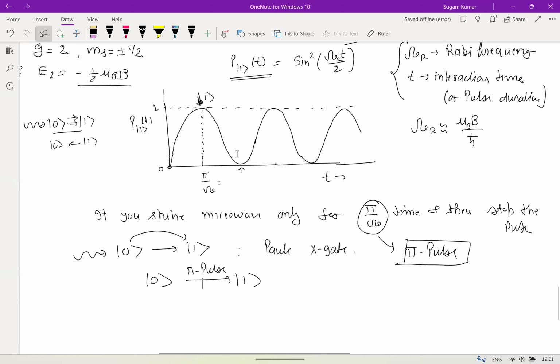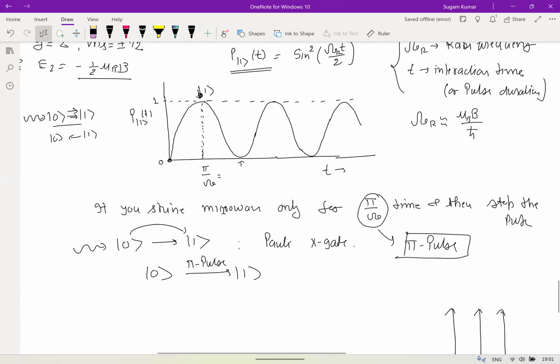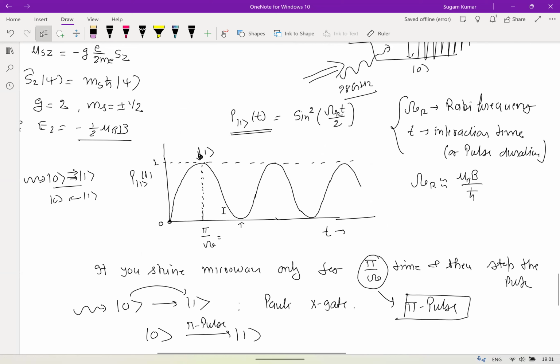Now, in general, for example, let us say this is a magnetic field. Sir, can you repeat it because I missed it due to network. Which part? From where you said if you shine microwave only for.